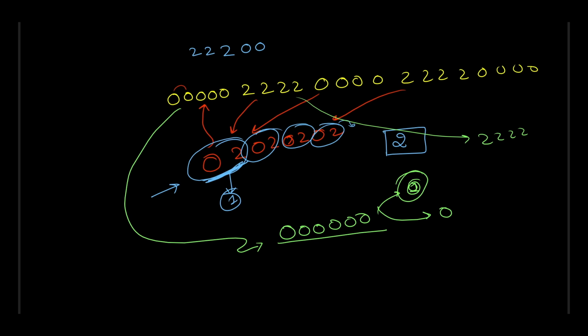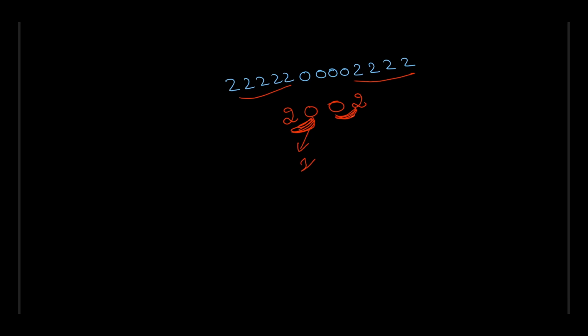For example, let's say you have this scenario: a long run of twos, a long run of zeros, and then a long run of twos over here. If you collapse all the twos over here and retain two zeros, then you can see that this zero could eat this two and become one and then vanish, and then this zero could eat a two and become one and then vanish.